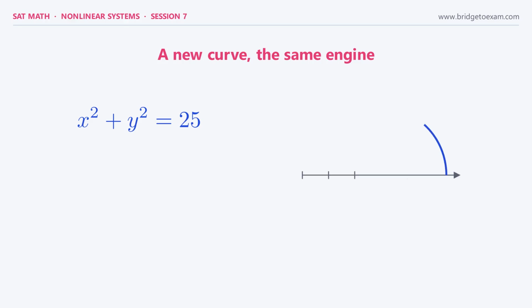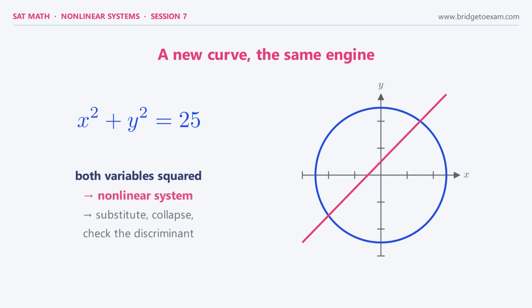Welcome to Session 7. Today, a brand new curve joins the course, the circle. And I want you to notice something immediately. A circle's equation has x squared and y squared in it. Both variables, squared. So a line paired with a circle is a nonlinear system. And every single technique you already own still applies. Substitute, collapse to a quadratic, check the discriminant.